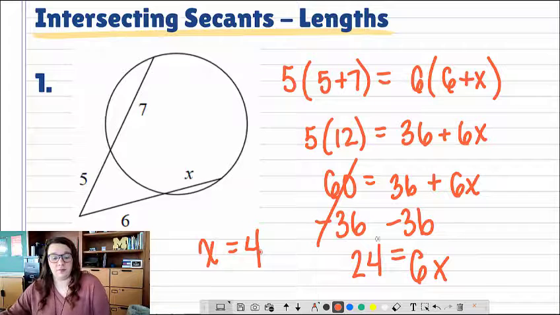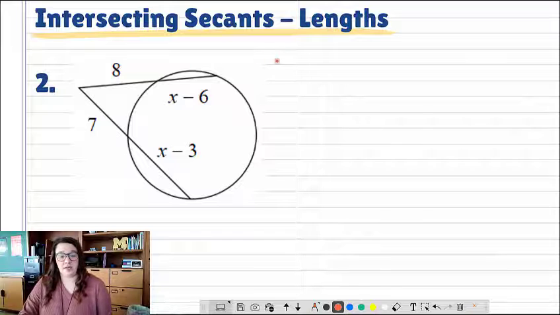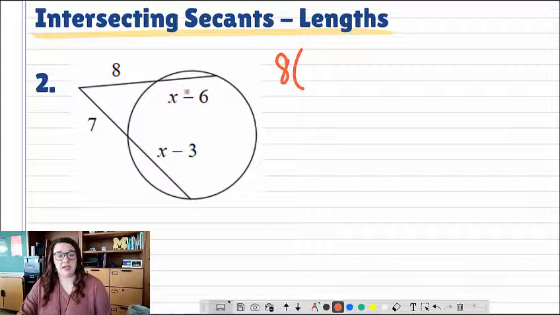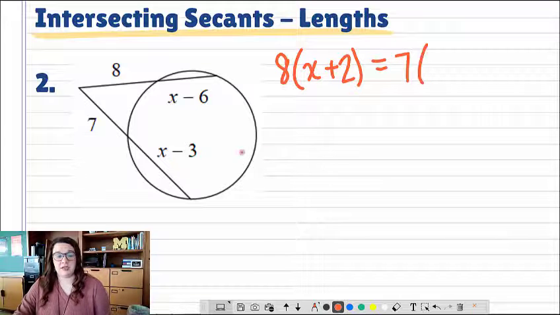Let's try a new one. All right, let's try number 2. On this one we've got the outside is 8, times the length of the whole thing. So 8 plus x minus 6 is just x plus 2. On the other side, the outside is 7, times the length of the entire thing. 7 plus x minus 3 is just x plus 4.